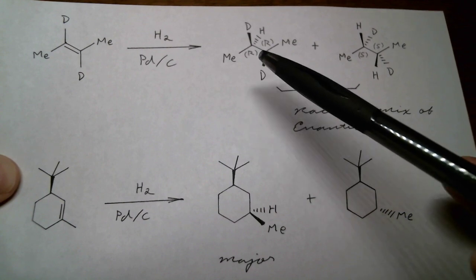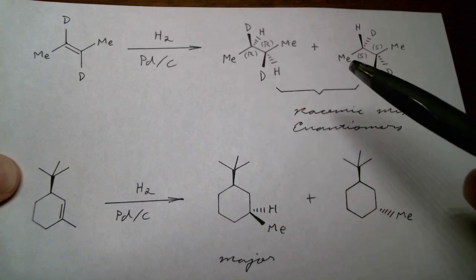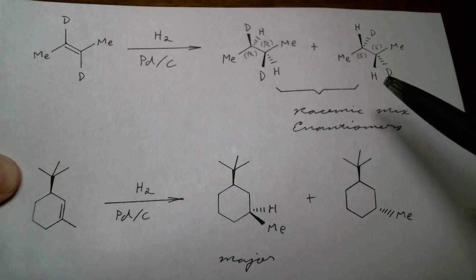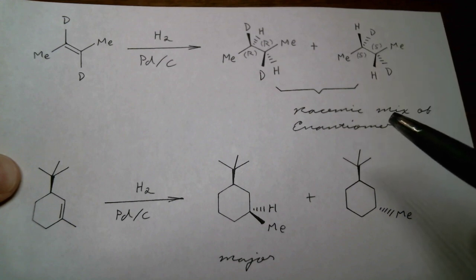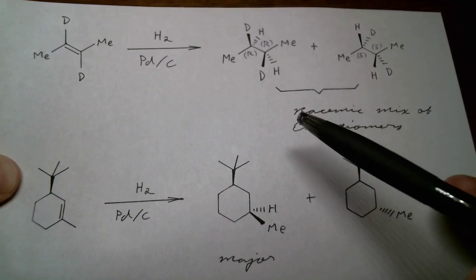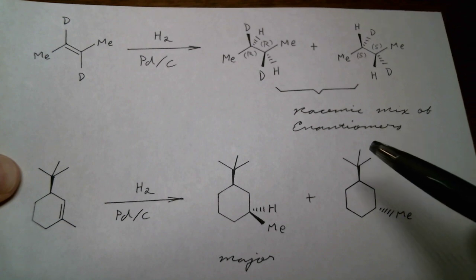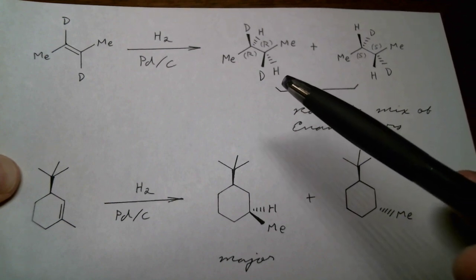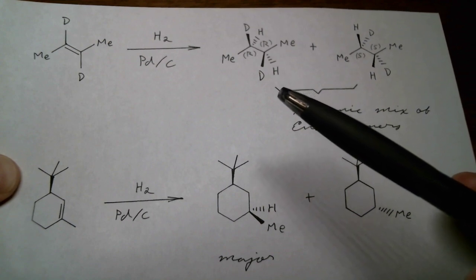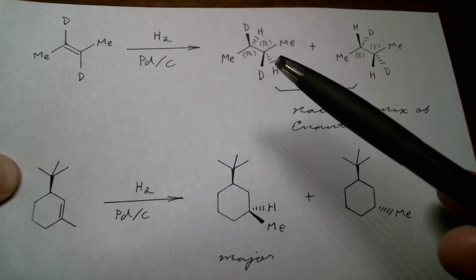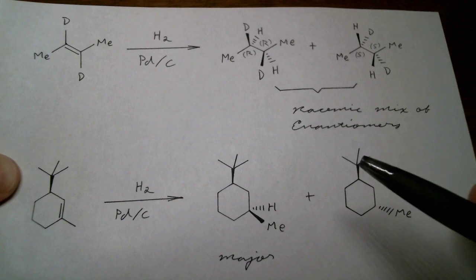And so we have an R and an R stereocenter there. Or we could get our hydrogen atoms placed on the front face of that alkene, which would give us the S and the S stereocenters. This is a racemic mixture of enantiomers. There's no energy difference in the transition states, whether those two hydrogens go on the back face of the alkene or the front face of the alkene.